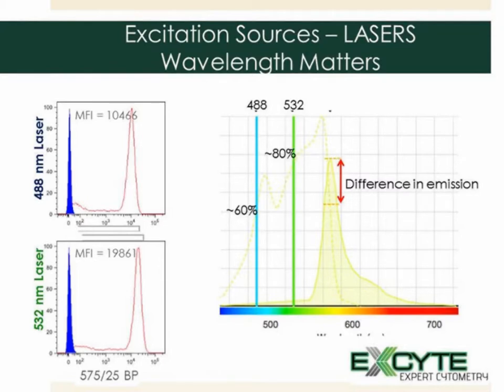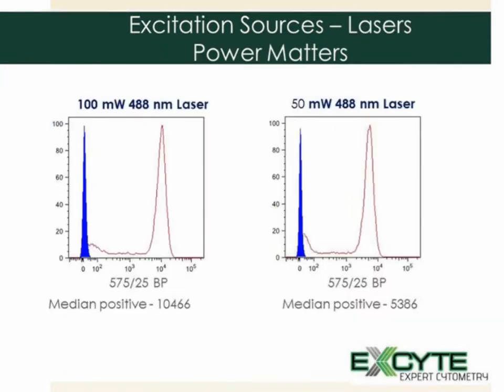This translates into a brighter signal with the same laser power as shown on the panel on the left, where we have 2 sets of cells stained with a PE-labeled antibody, and the fluorescent intensity with the 488 laser is only about 10,000, whereas with the 532 laser, it's almost 20,000. That difference in excitation source can improve your resolution. So knowing where you're going to measure this and what lasers are available becomes important.